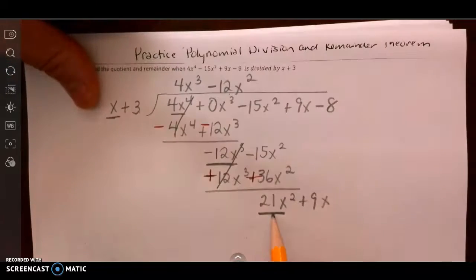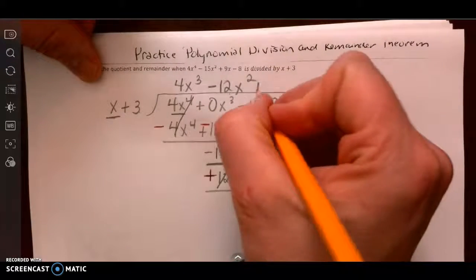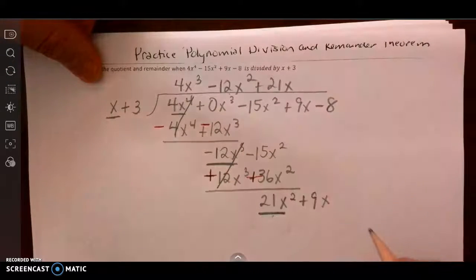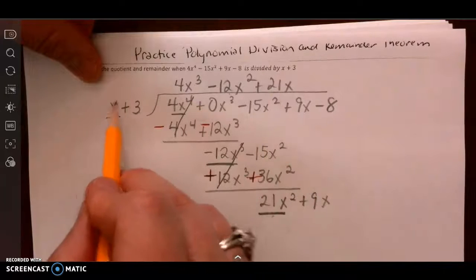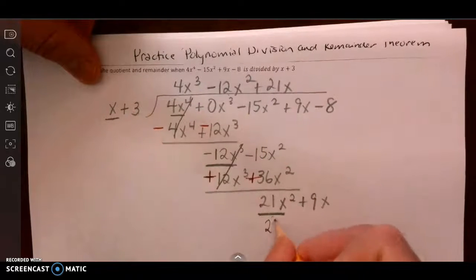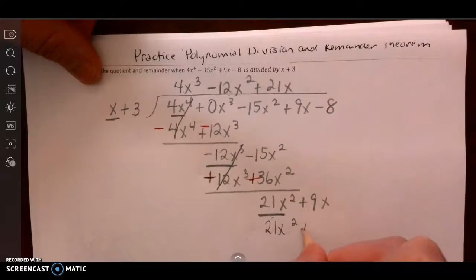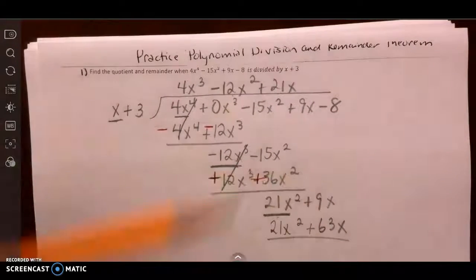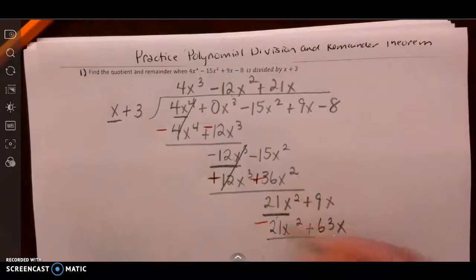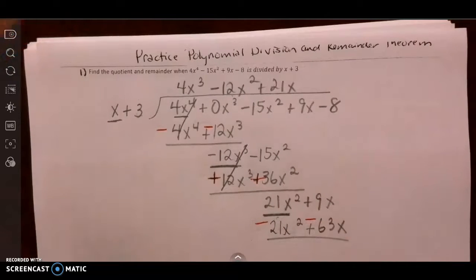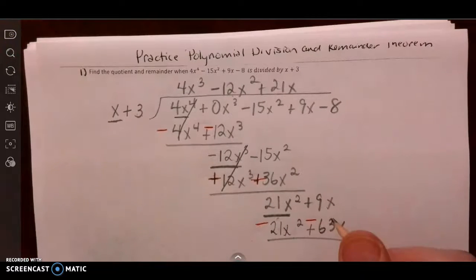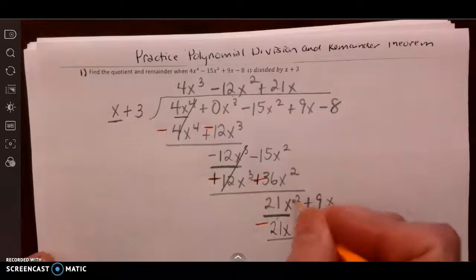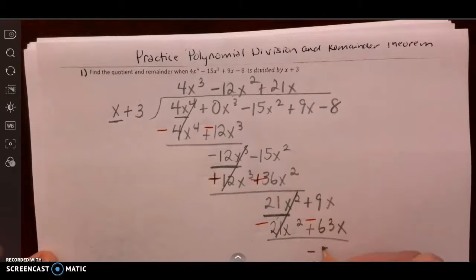Focus on the first. 21x squared divided by x is 21x. 21x times each of these is 21x squared plus 63x. Because I'm subtracting, I change each of these signs, and then I add up, and I get negative 54x minus 8.